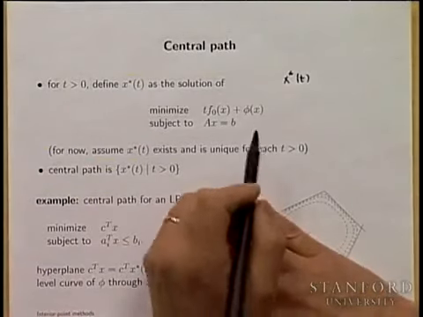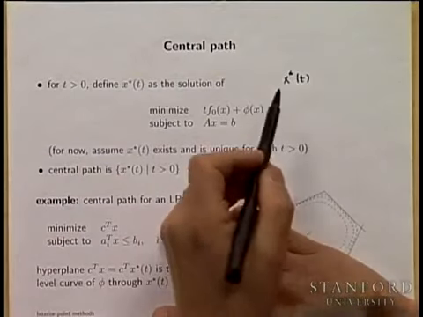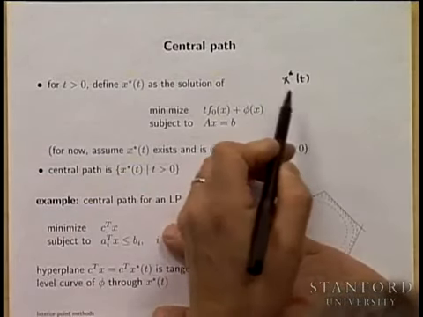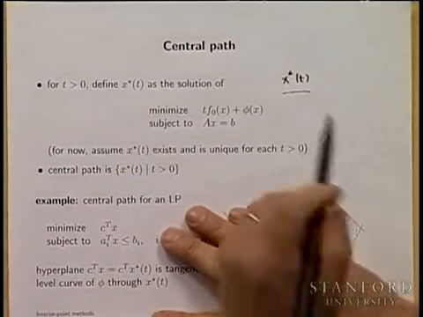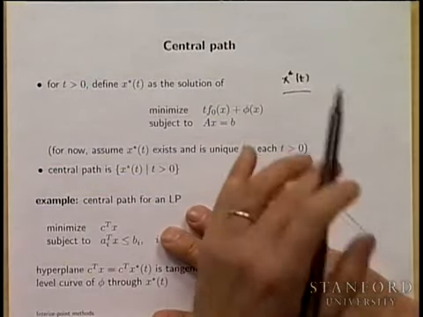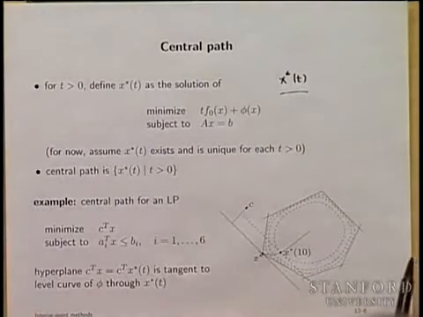Well, we'll get into that later. Actually, if the sublevel sets are bounded, there's a unique minimum. But we'll just say these are the minimizers, x star of t. This is a function of t, of course, and it traces out a curve, a path, and that's called the central path of this optimization problem.